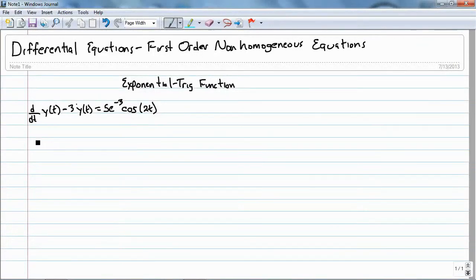In this lesson, we're going to look at another first-order differential equation, but this time the form of the equation on the right-hand side is an exponential and trig function. Now, I keep saying this because I hope you always remember: first step, solve the homogeneous.